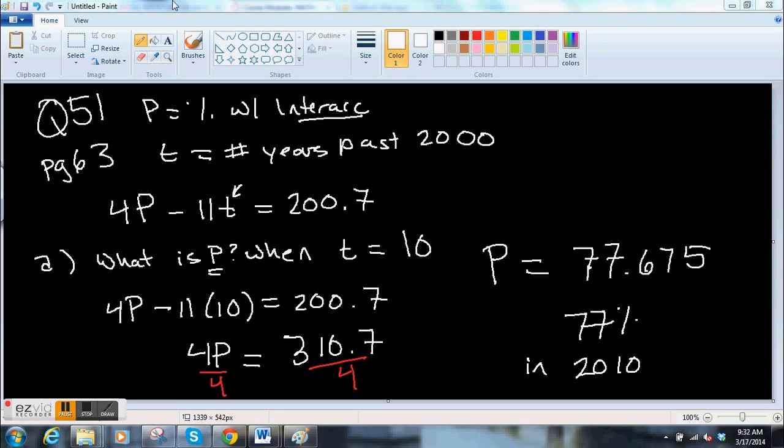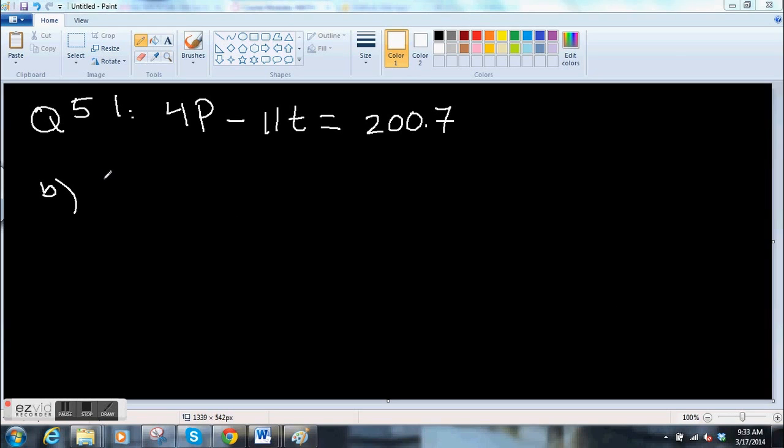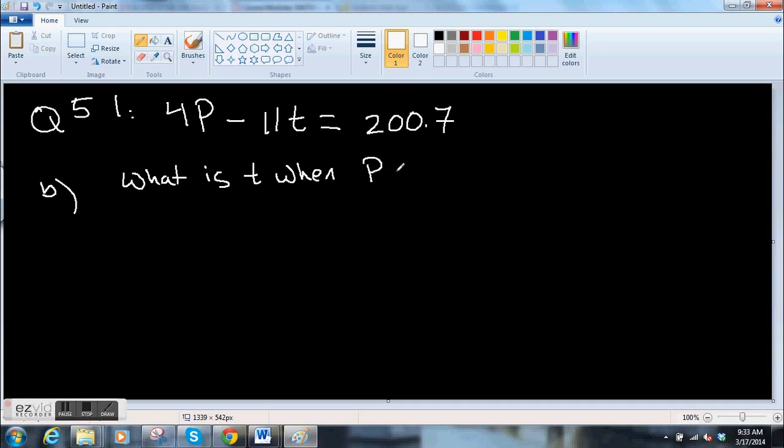Let's look at part B. Okay, so part B says, in what year will 90% have access? So what is T? In what year means what is T when P, when 90% have access? And this is something to notice here. In this case, they want P equal to 90, so don't write P equals 0.90, which would be like 90%. That's not going to work. In this case, it's actually 90, which is a bit unusual, honestly.